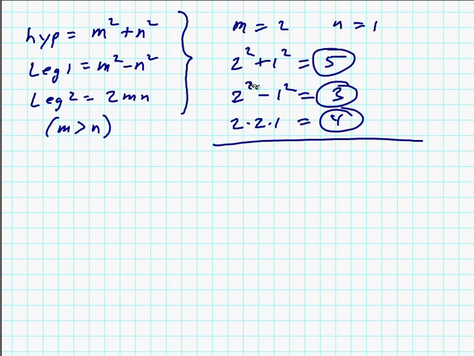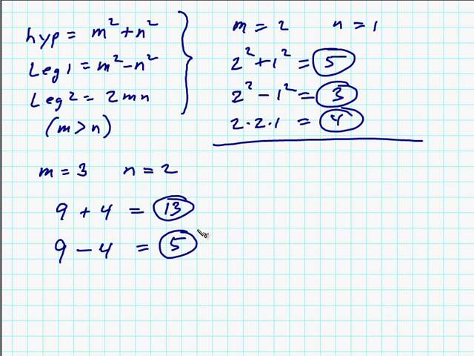Okay, let's try this with another pair of numbers. Let's let m equal 3 and n equal 2. Let's see what we get. Well, 3 squared is 9, and 2 squared is 4. 9 plus 4 is 13. So we get 13 here. This leg would be 3 squared, which is 9, minus 2 squared, which is 4. Well, 9 minus 4 is 5. And here's 2mn. Well, mn is 3 times 2, which is 6, times 2 is 12. So 2mn is going to be 12. And there's our next one, 5, 12, 13, another Pythagorean triple. We're batting 1,000 here, as they say.